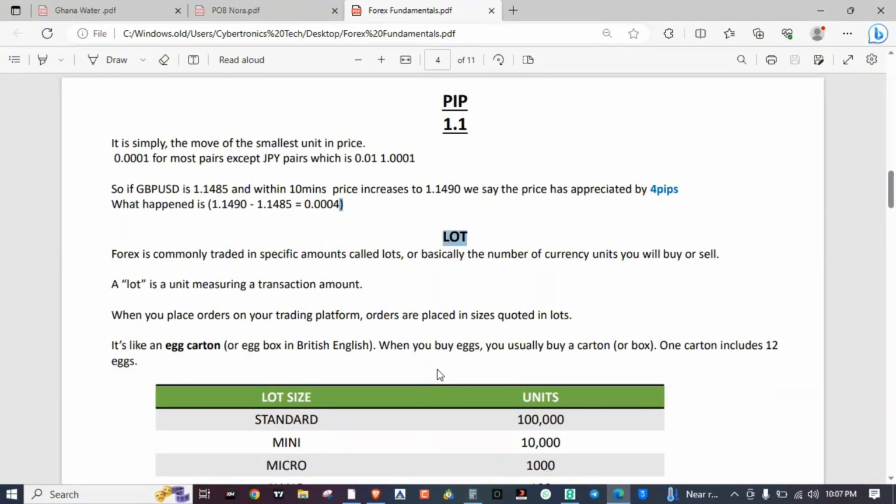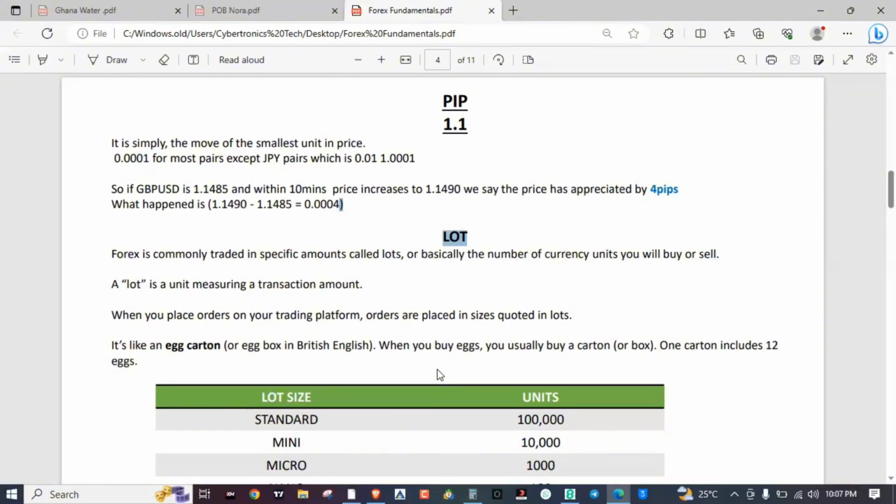Lots. Specific amounts called lots, or basically the number of currency units you buy or sell. A lot is a unit. About 100,000. That is a lot. A lot is a unit measuring transaction amount. So when you place orders on your trading platform, orders are placed in sizes quoted in lots.